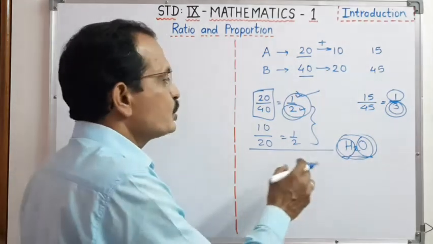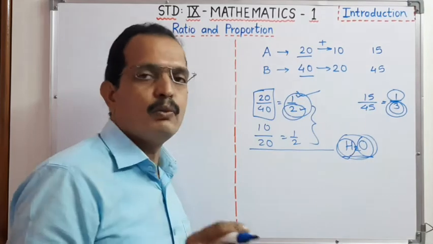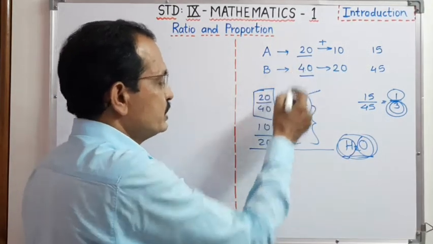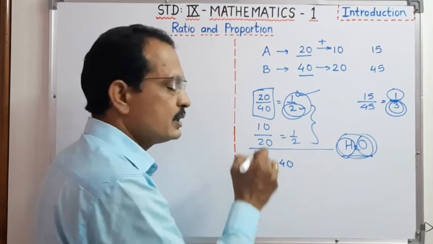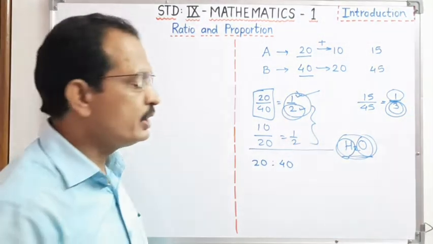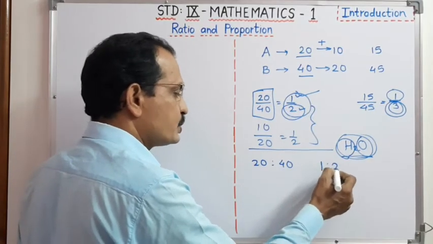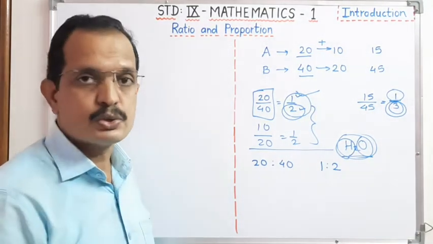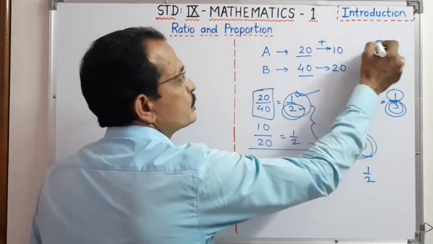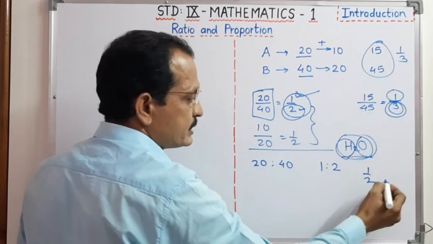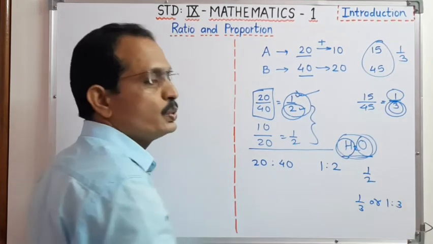That means ratio means the division. We have to make the simple form of that, and we can say the ratio of this. Now see here, the 20 and 40, this is the ratio. We can say that 20 is to 40, and we simplify this, we will get 1 is to 2. The ratio is 1 is to 2, or we can say 1 upon 2. In this case, the ratio is 1 upon 3, or we can say that it is 1 is to 3.